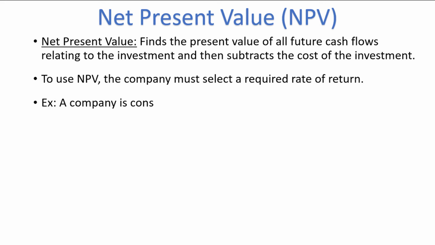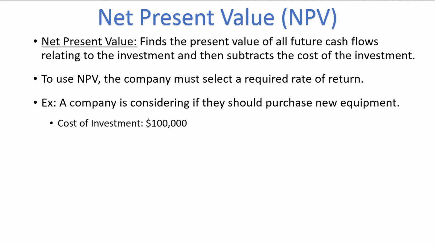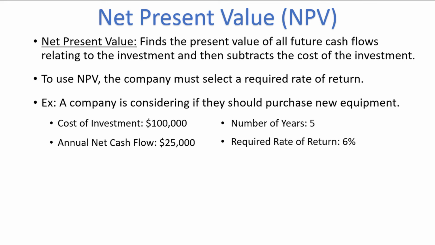Let's assume that a company is considering purchasing a piece of equipment that costs $100,000 and is expected to generate $25,000 in cash flows in each of the next 5 years. The company also has a required rate of return of 6%. Even though the cash flow is an even $25,000 per year, the 5 future cash flows are not considered equal to the company. Why? Because of the time value of money.